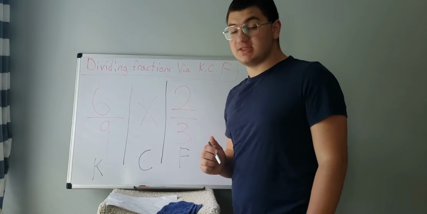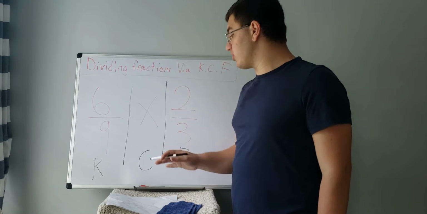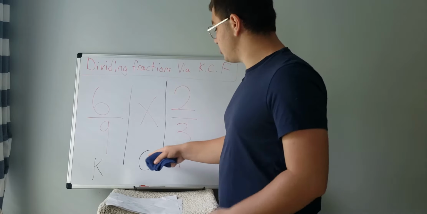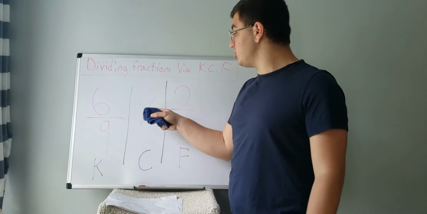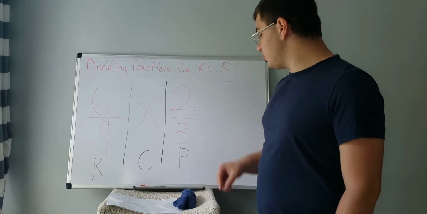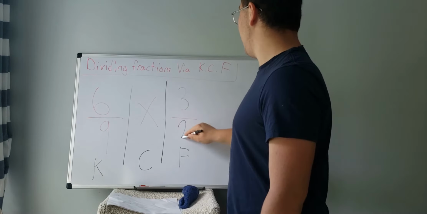We're going to keep the 6/9, okay? We're not going to touch that. We're going to change the multiplication, or excuse me, there should be a division sign. So we changed the division sign to a multiplication sign, as already shown here. And then we flip the 2/3 to 3 halves.